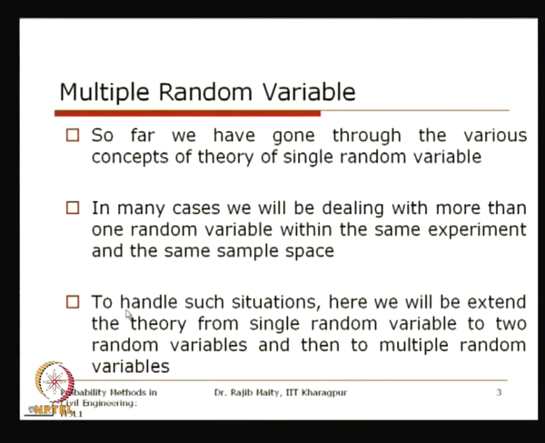Similarly, to handle the situation where there are more than one possible outcome, we will extend the theory from the single random variable to two random variables first, the bivariate case. As I told, the pictorial representation is possible only up to two random variables, and then the same concept can be extended in a similar way to multiple random variables as well.